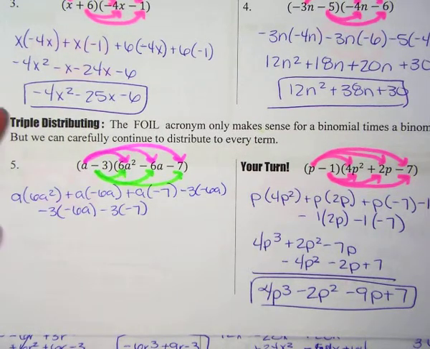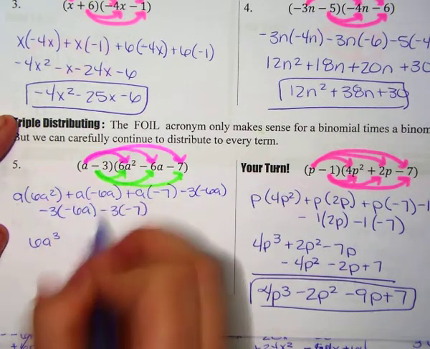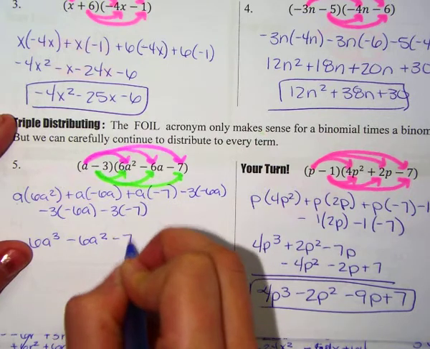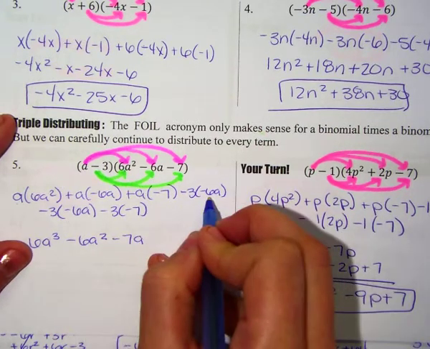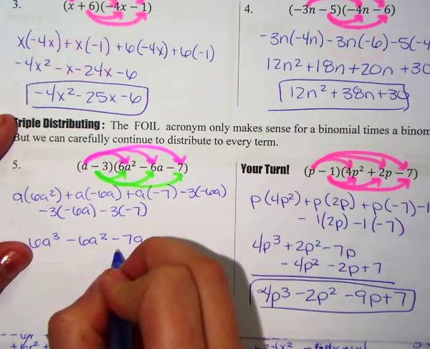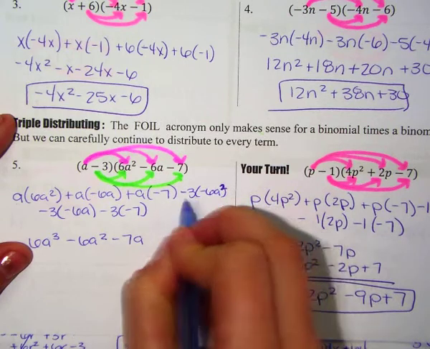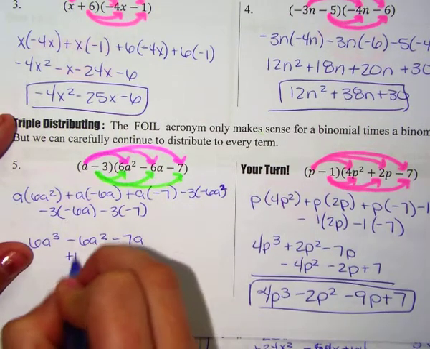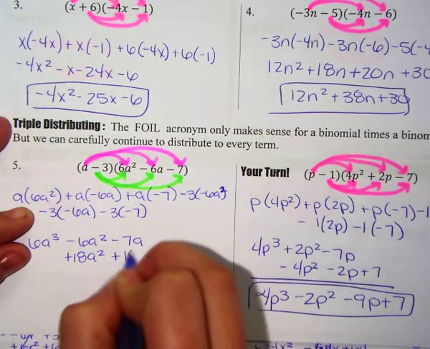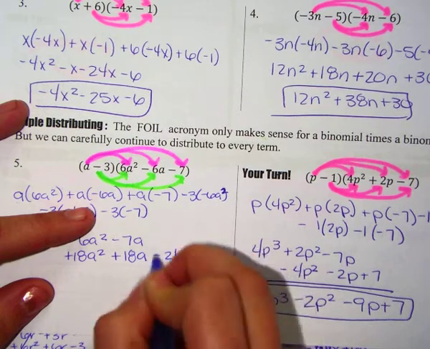Now simplify. 6a to the third, negative 6a squared, negative 7a. This is a positive 18a. Oh, that should be a squared. Positive 18a squared, positive 18a, negative 21. No, positive 21.